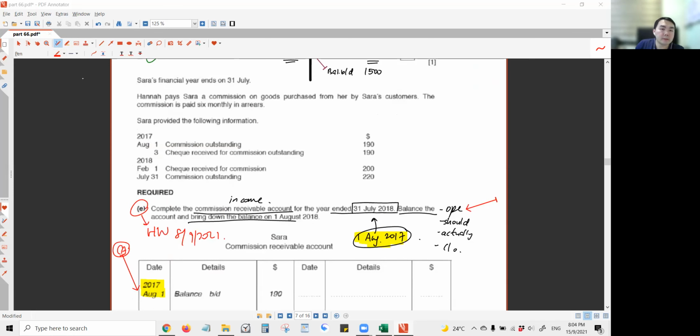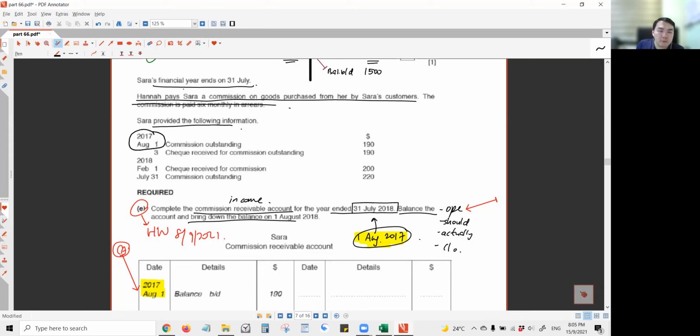This is a past exam question. A lot of questions that you have been doing with me since the day you started lessons with me, or most of them, are past exam questions, very relevant. Sarah's financial year ends on 31st July. Hannah pays Sarah a commission on goods purchased from her by Sarah's customer. The commission is paid 6 months in arrears. This line is not necessary. It won't affect you answering the question, so ignore that line.